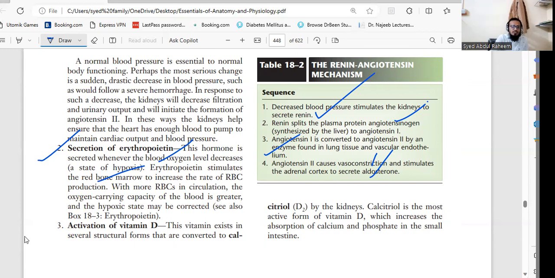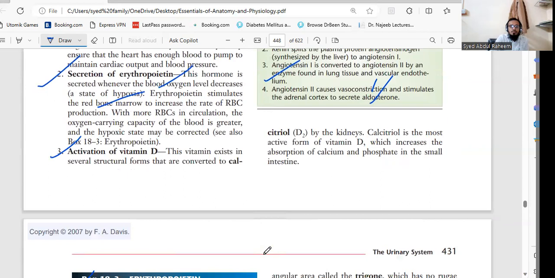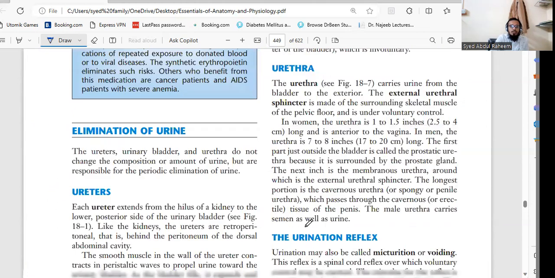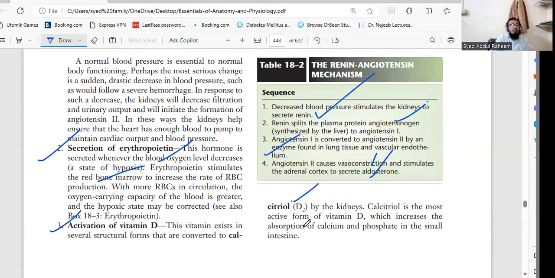Okay. Next, the third one is very, very important. So next is vitamin D. This vitamin exists in several forms that are converted to calcitriol by the kidneys. Calcitriol is the most active form of vitamin D, which increases the absorption of calcium and phosphate in the small intestine. So here vitamin D is also very important. Several fat molecules are there, and they will convert into calcitriol.